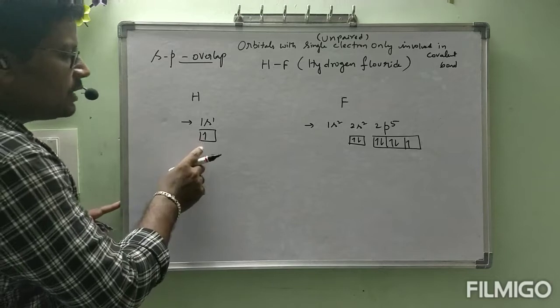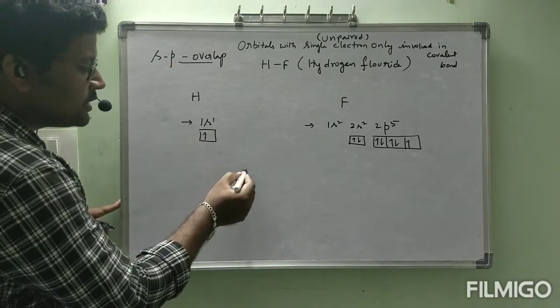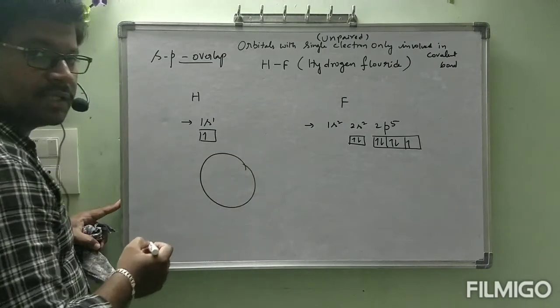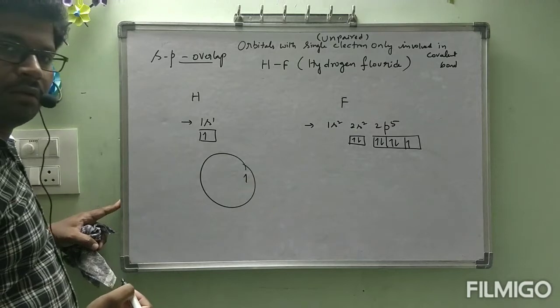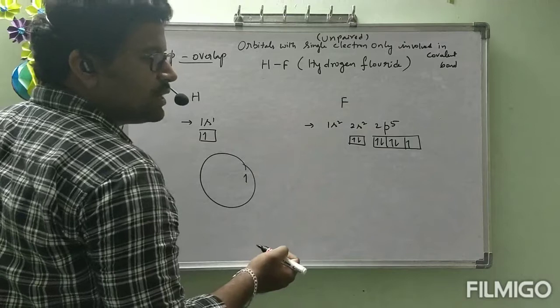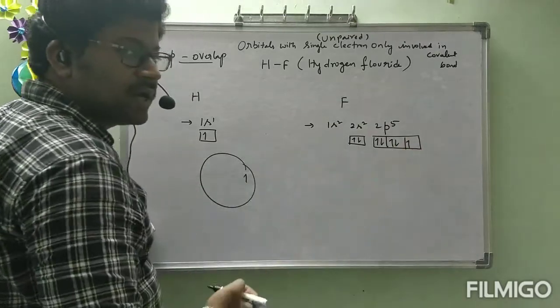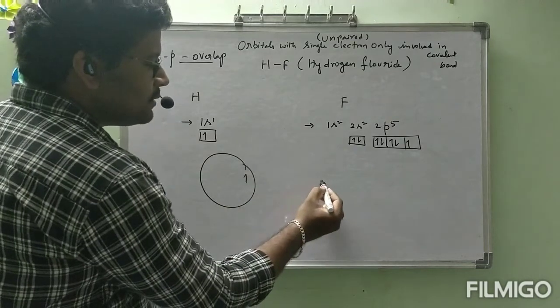Here in hydrogen, which orbital has the electron? S orbital. S orbital shape is spherical with 1 electron. Next, what about the F fluorine atom? It has 1 unpaired electron in a p orbital. So what is the shape of p orbital?